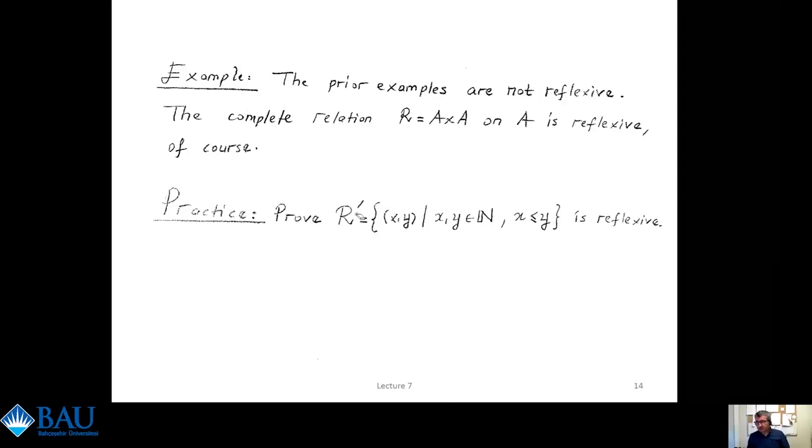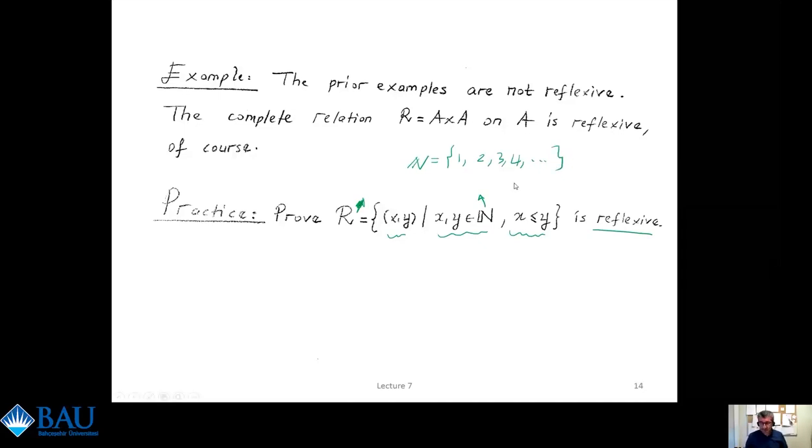Now check this one. Pay attention. R prime here that I wrote, it means just a different R. You can write it as R1. R is a relation which has an element x and y. Both of them come from natural numbers and x is less than or equal to y. Is that reflexive? Okay, we'll come back to the natural numbers. Natural numbers is a set of 1, 2, 3, 4 up to infinity.